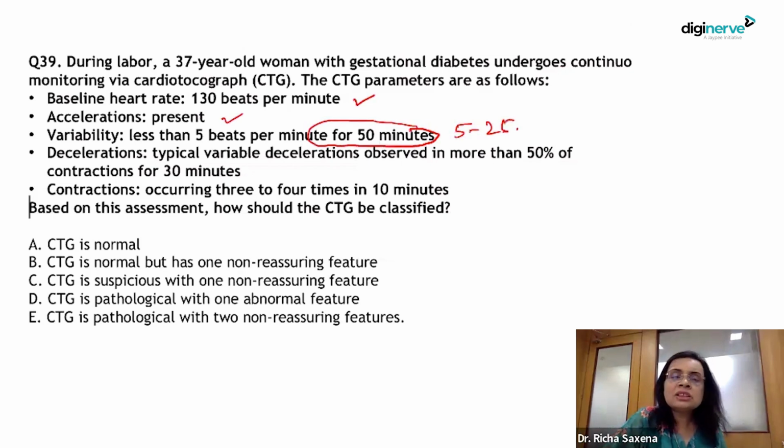Decelerations, typical variable decelerations observed in more than 50% of contractions for 30 minutes. This is of not much significance. Contractions are also fine. So these parameters are more or less fine. This one is one which is non-reassuring. So there's one non-reassuring feature. What kind of CTG does this become? It becomes a suspicious CTG with one non-reassuring feature.